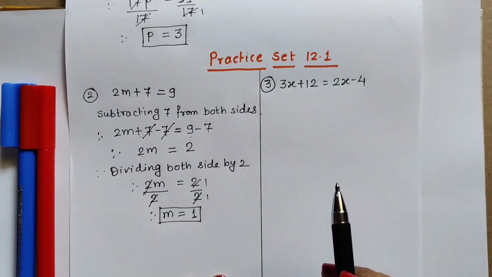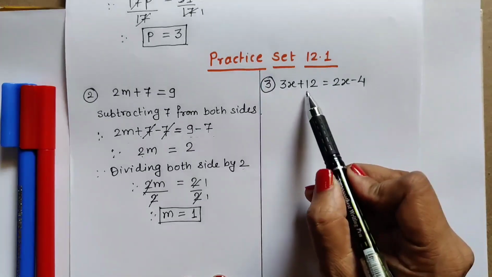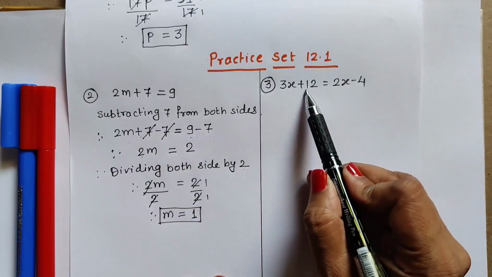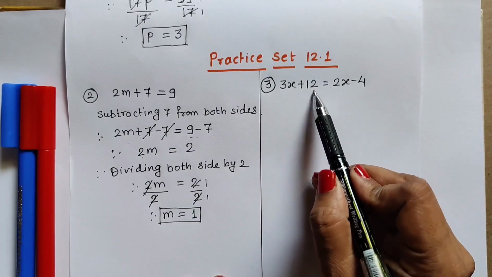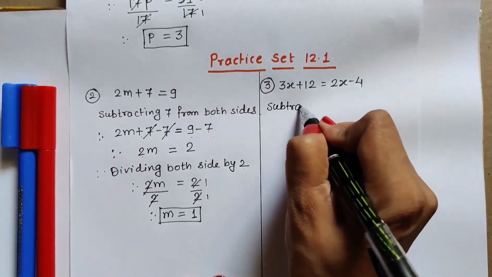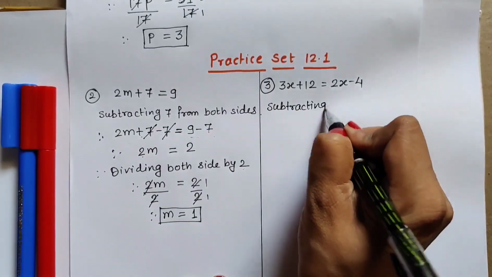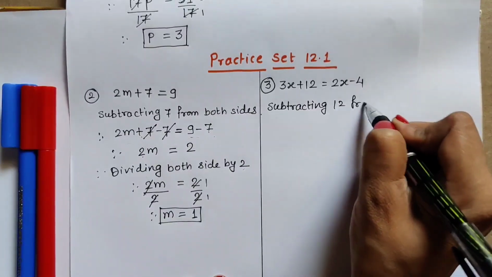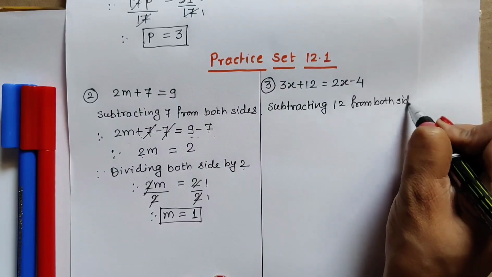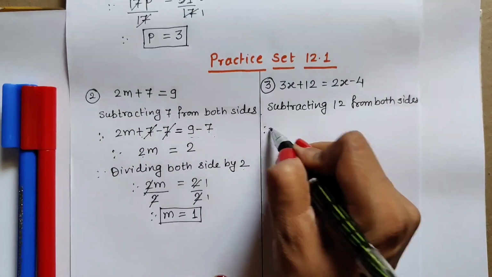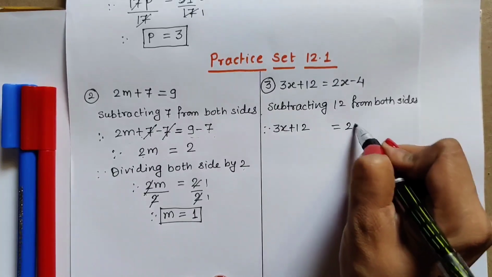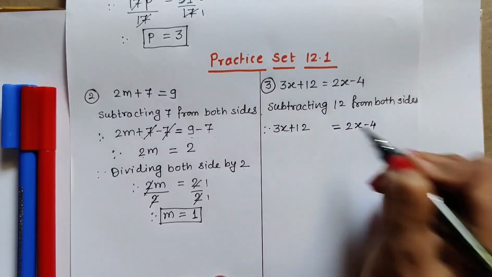So one by one we have to do the operation. First we will transfer this plus 12 from left to right. So here it is plus 12, that means we have to subtract. So write subtracting 12 from both sides. We have to subtract 12 from both the sides. We will be writing both the sides: 3x plus 12 is equal to 2x minus 4. Both the sides I have written.